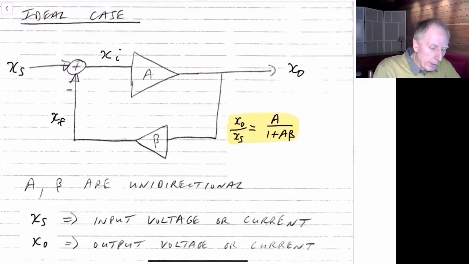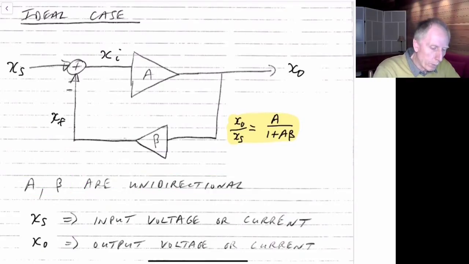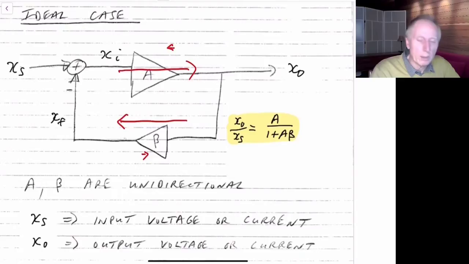In this ideal case, we have that A and beta are both unidirectional. In other words, there's a signal that flows from X sub i to X sub o, but there's effectively almost zero signal going in the opposite direction. Similarly, for beta there's a signal going in this direction, but we're assuming the backward signal is effectively zero. For the amplifier it is often quite small, but for beta that may not be the case.